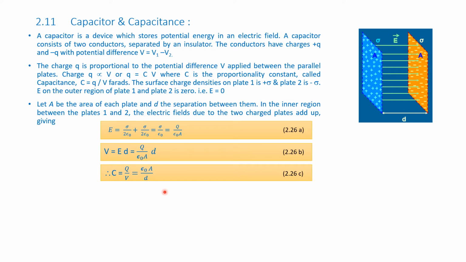We have obtained this from the basic equation of proportionality of charge with potential. Therefore, C is equal to Q by V, that is equal to epsilon naught A by D.